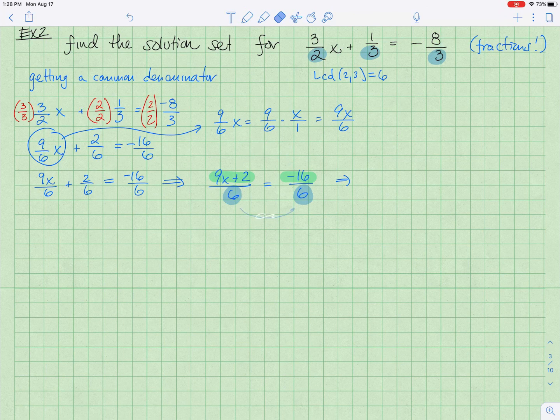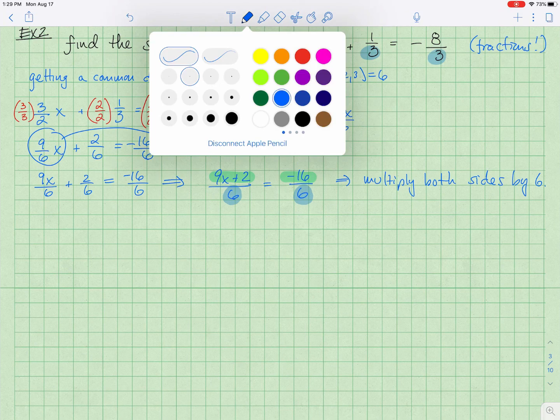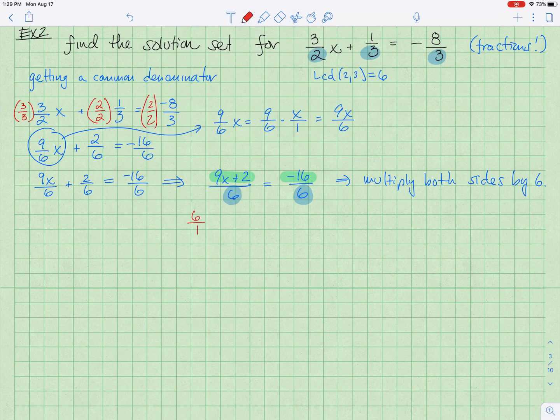Let's go back here. Since we have the common denominator of 6, we can multiply both sides by 6 using the multiplicative property for equality. What we're going to do is 6 over 1 times 9x plus 2 over 6 is equal to 6 over 1 times negative 16 over 6. And what's going to happen is we're going to get some cancellation. And the result is 9x plus 2 is equal to negative 16.